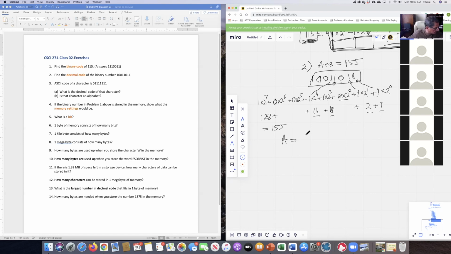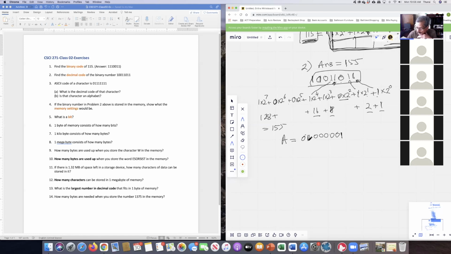I think, yeah, I can look it up. Right here, I have it. 0, 1, 0, 0, 0, 0, 5 zeros, and then 1. Okay, this is the ASCII code of character A.